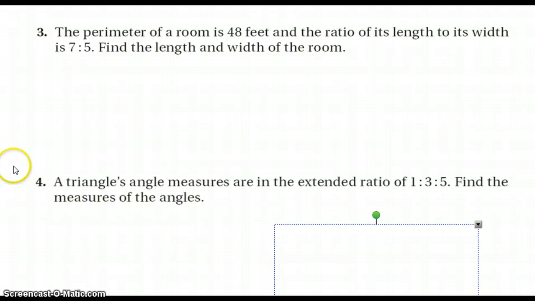So take a second on this next slide, pause the video, and try both these problems on your own. Use your 2 previous slides if you need to figure it out. In problem 3, you are only finding the length and width, so you can stop before area. And then in number 4, you're finding the measure of all 3 angles.